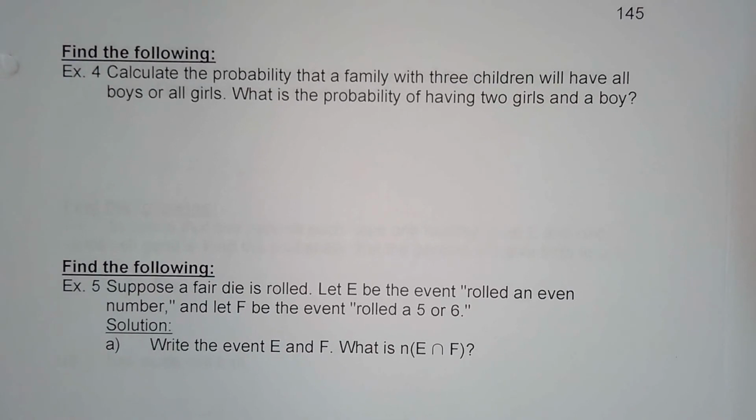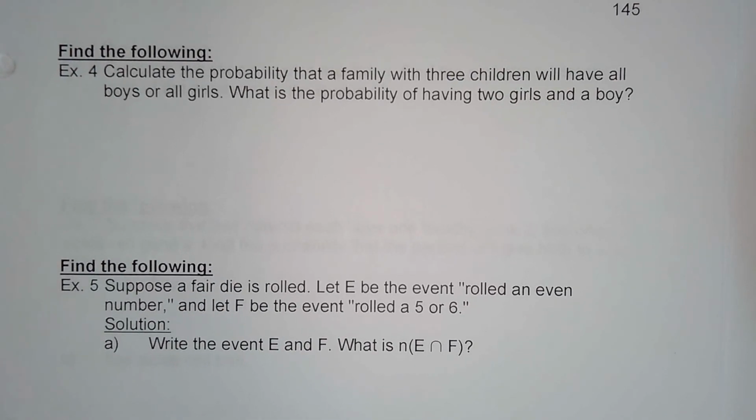And we want to go through and calculate the probability that a family with 3 children will have all boys or all girls. And then we're going to say, what is the probability of having 2 girls and a boy? So we're going to make the assumption that the outcome of having a boy or a girl is equally likely.